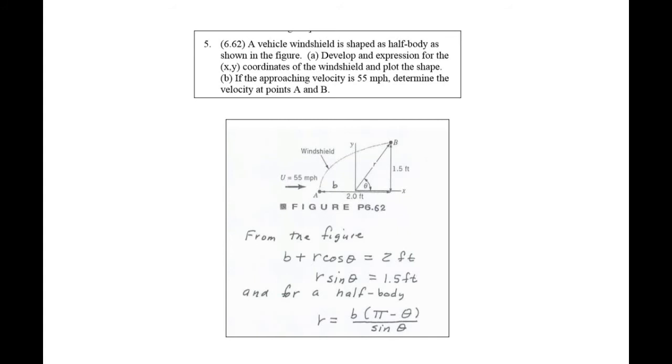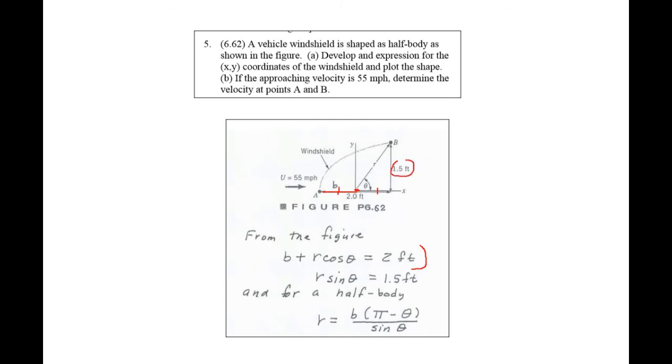And lastly, we have the car windshield problem. I won't tell you too much on this one, but from the geometry, you can figure out from your trig that this distance b from the origin of your reference system, again in cylindrical coordinates with theta and r, plus r cosine theta would be equal to 2 feet. So this line plus this line basically equals 2 feet. And then also r sine theta is 1.5 feet. That comes just from this triangle over here.